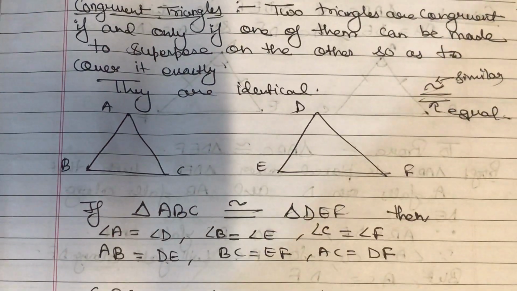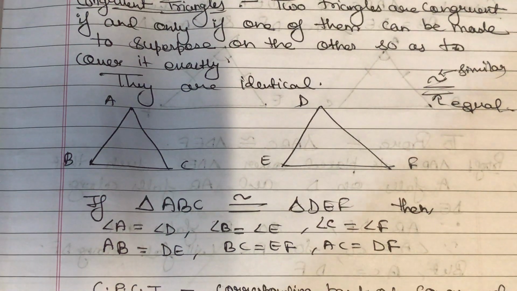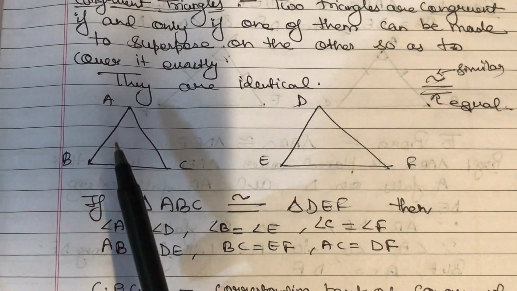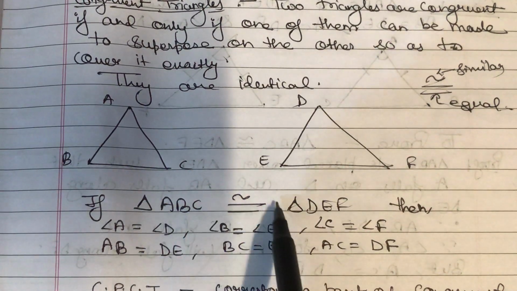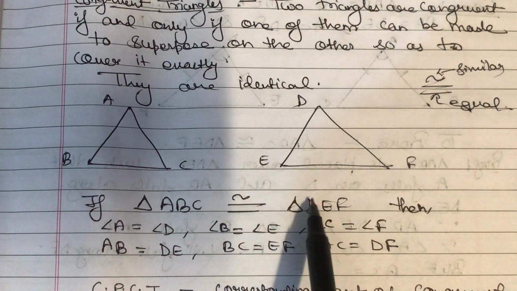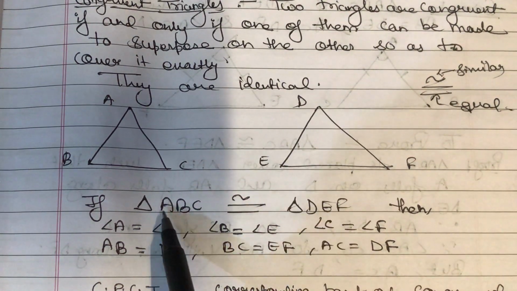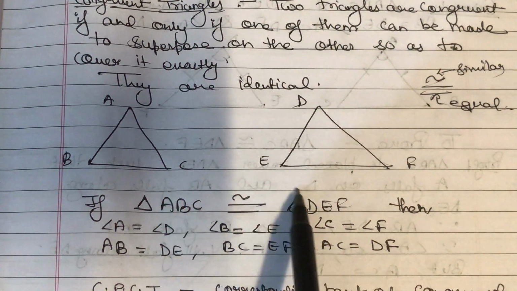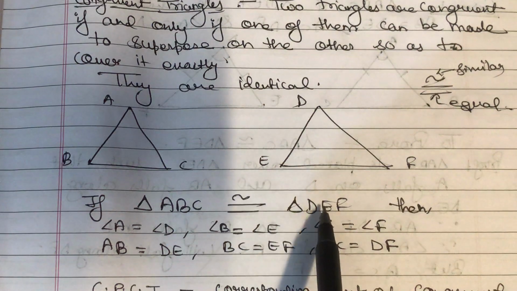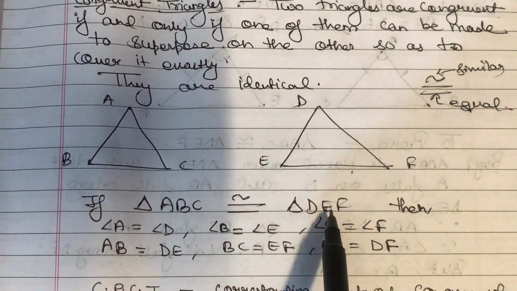Now, whenever you write that two figures are congruent, the sequence matters. For example, if I write triangle ABC is congruent to triangle DEF, the correspondence is A with D, B with E, and C with F, which means angle A is equal to angle D, B is equal to E, and C is equal to F.